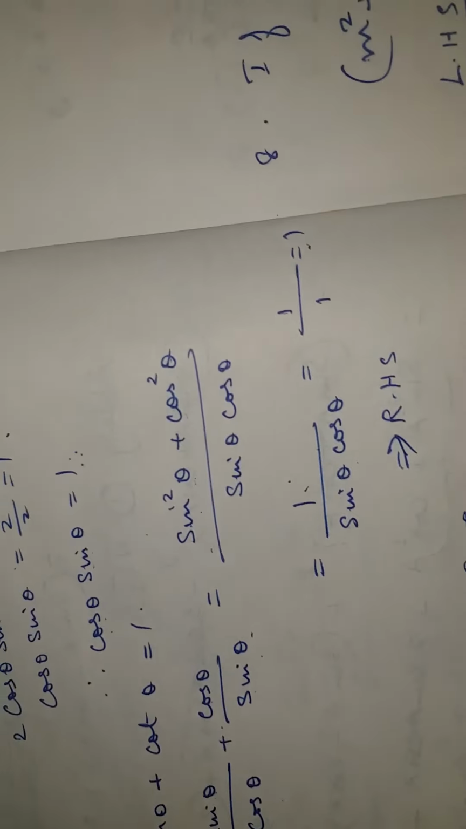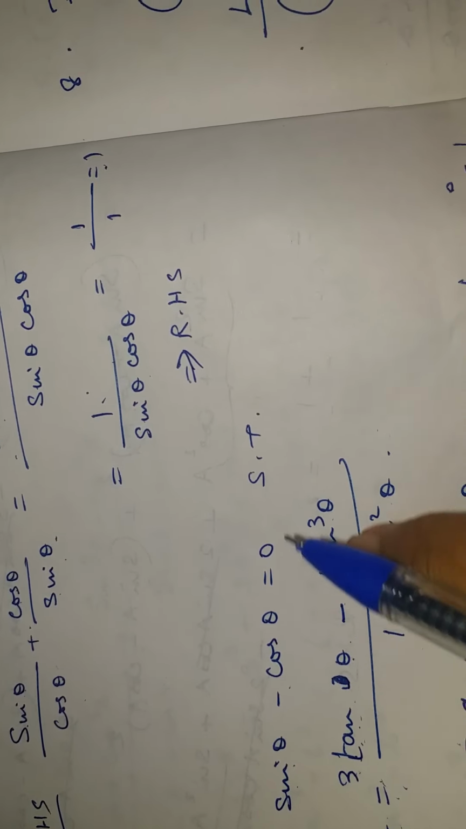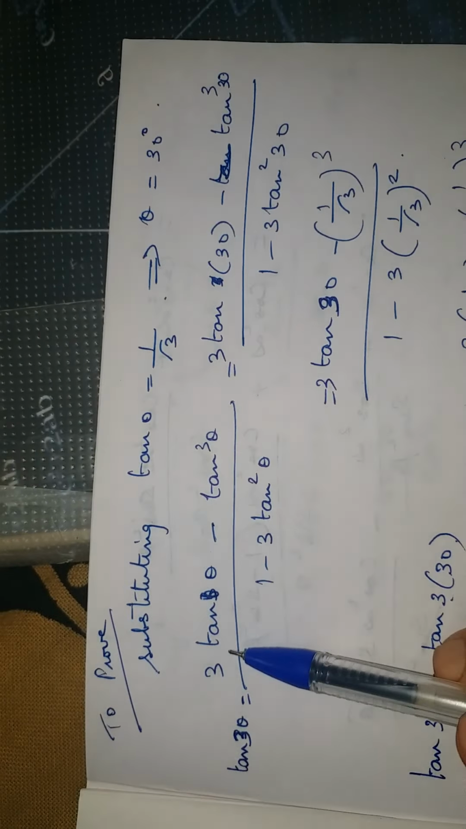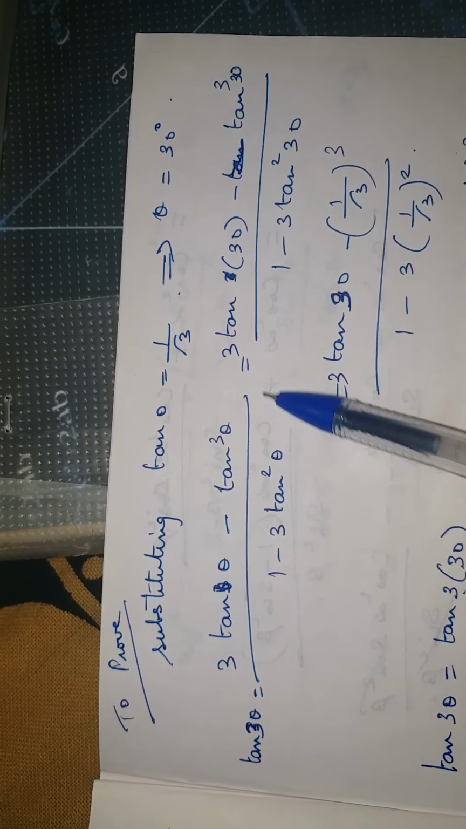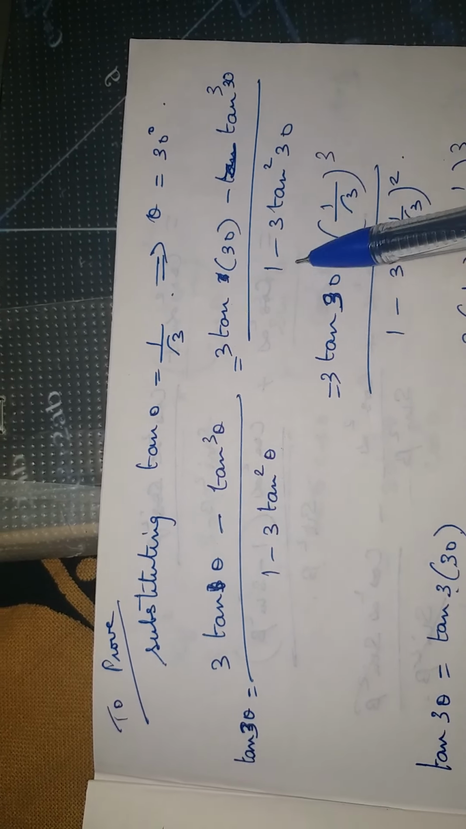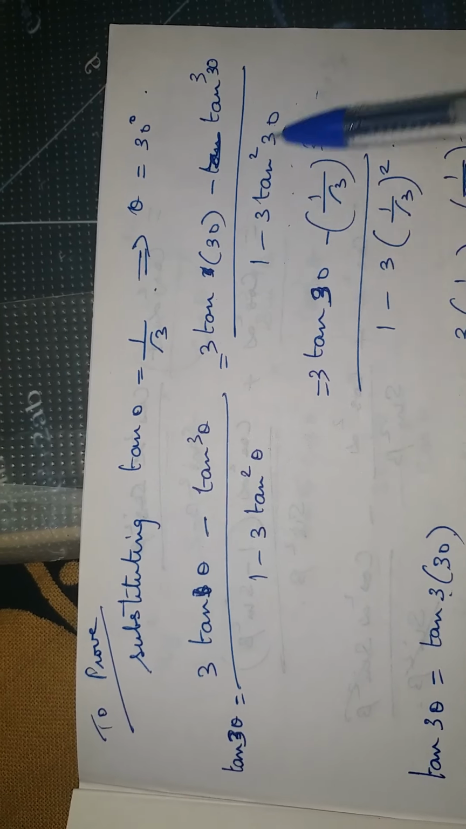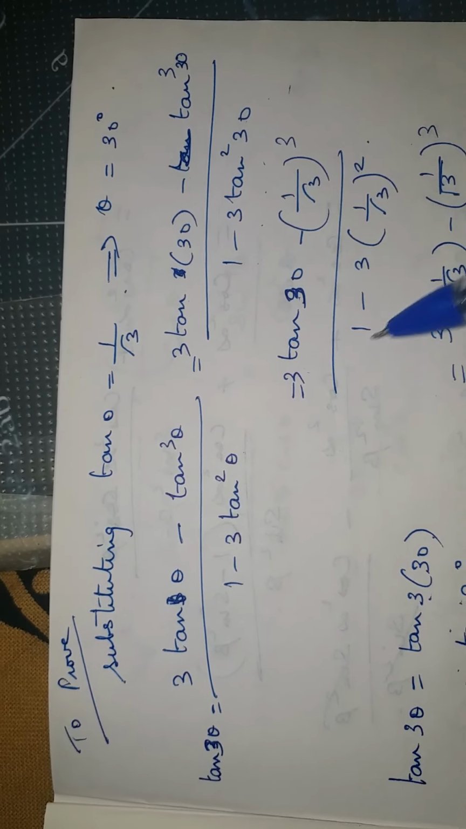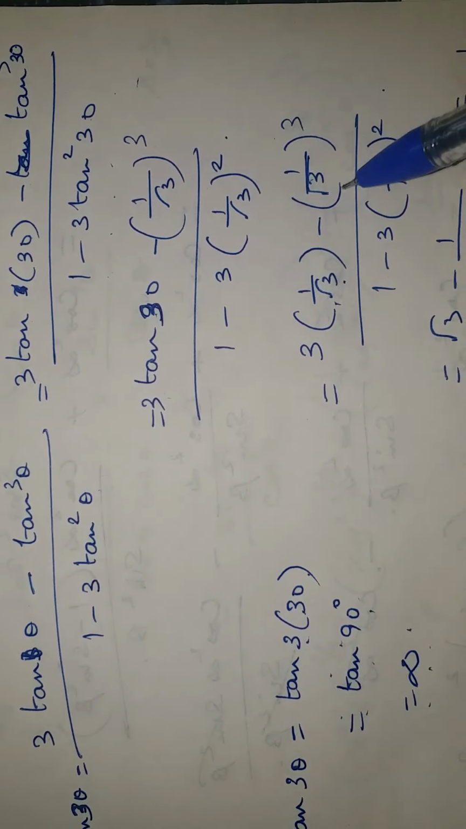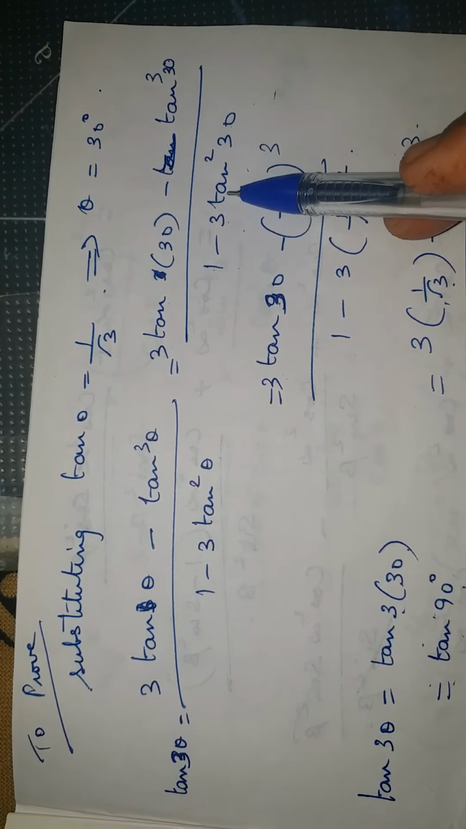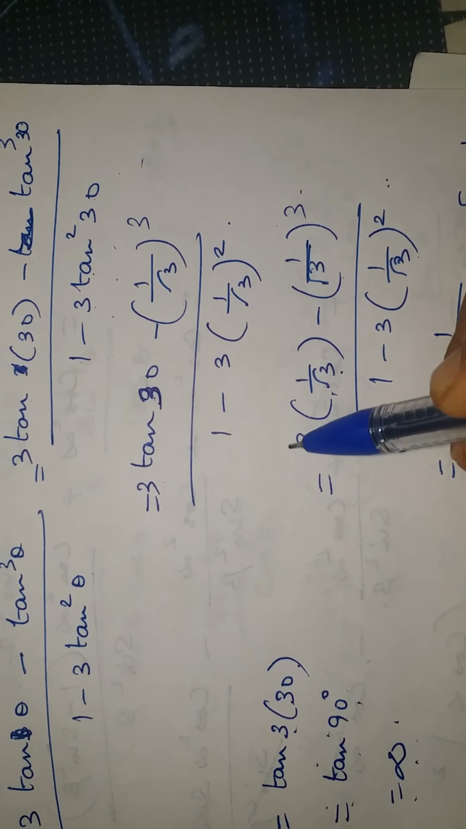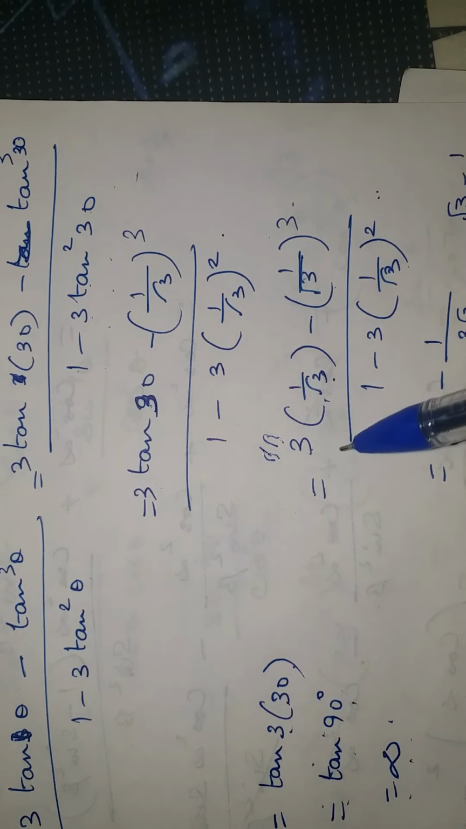Now we come to the right hand side, (3 tan theta minus tan cube theta) by (1 minus 3 tan square theta). So you will get 3 into tan 30 minus tan cube 30, divided by 1 minus 3 tan square 30. Now write the values. 3 into tan 30 is 3 into 1 by root 3, minus tan cube 30, that is (1 by root 3) the whole cube, divided by 1 minus 3 into (1 by root 3) the whole square. Here 3 is root 3 into root 3, so one root 3 gets cancelled, and you will get root 3 here.